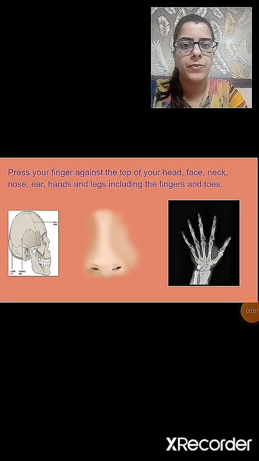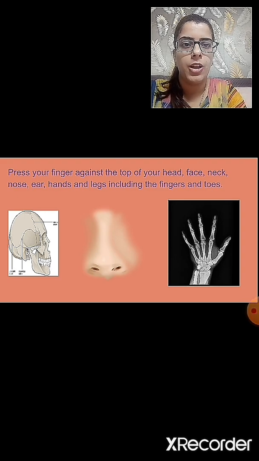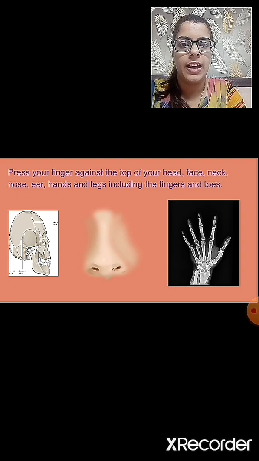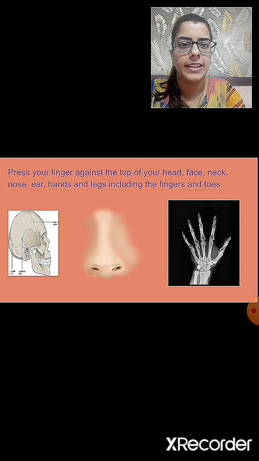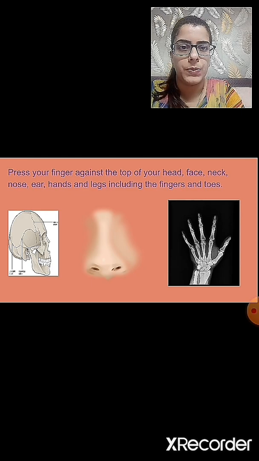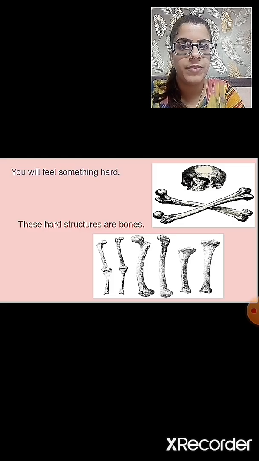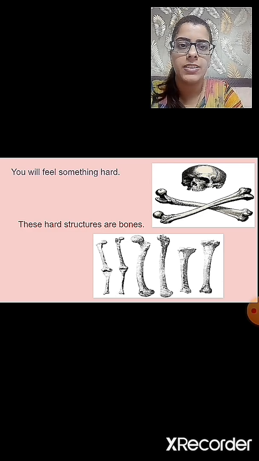Now, press your finger against the top of your head, face, neck, nose, ear, hands and legs, including the fingers and toes. What will you observe? You will feel something hard, isn't it? These hard structures are known as bones.